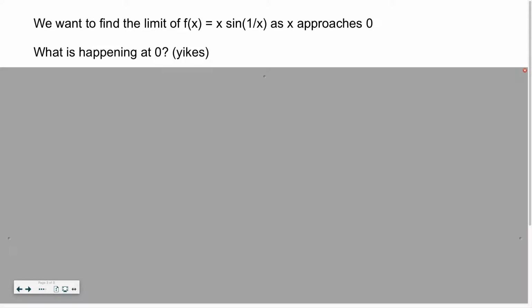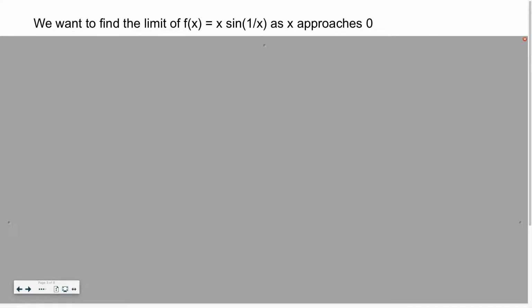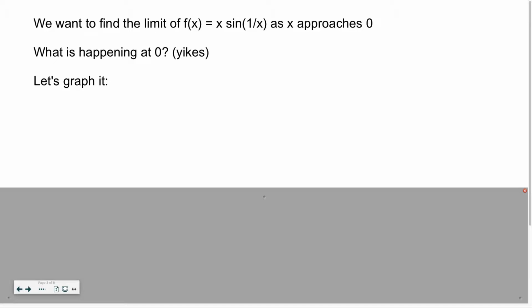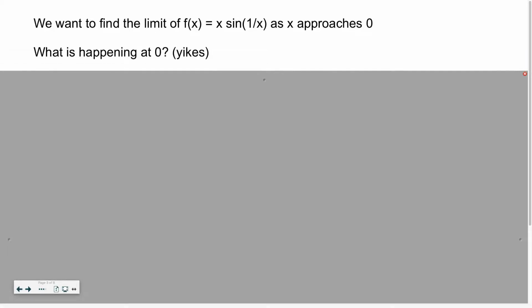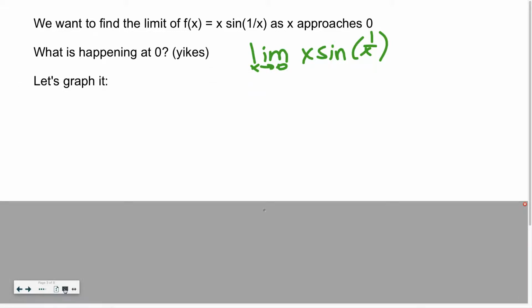Okay, we want to find the limit as x approaches 0 for x times the sine of 1 over x. Okay, let's look at the graph. Well, first of all, I'll write it like this. What's the problem with plugging in 0? We have a 0 in the denominator, and we have no algebraic strategies to get it out. Okay, so let's graph it and see what it looks like.